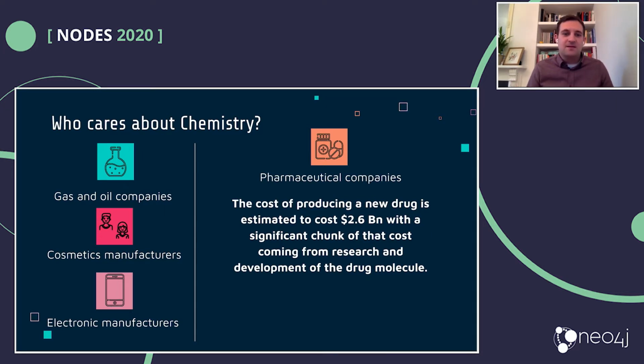And the thing we need to look at here is that there are a lot of different companies that are looking at molecules and how to put them together. So gas and oil companies. The oil that you pull out of the ground, the petrol that you put in your car, the plastics that are being made from this oil are all made from organic chemicals. So chemicals made from carbon atoms, and this forms the basis of a lot of our chemistry, including cosmetics and pharmaceuticals, and electronics.